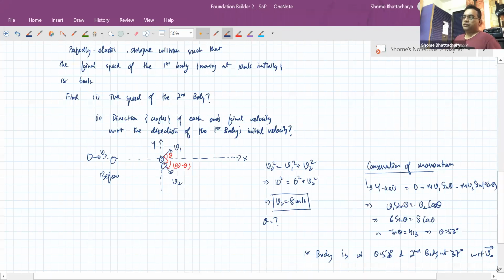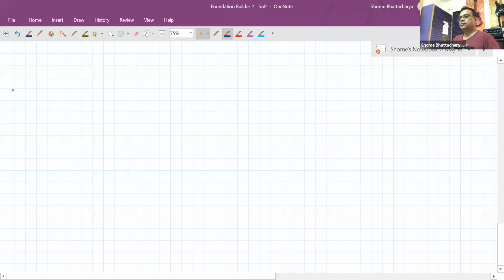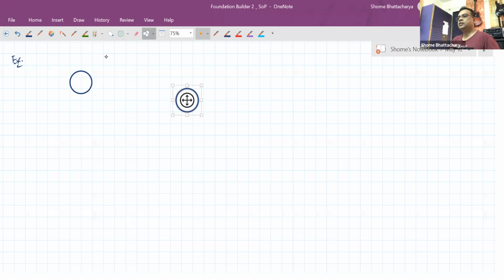Okay, now let's see another version of this kind of application. In the above question, we were directly given some information about the speed of the first one after impact. Now there can be a situation where we are not given direct information like that. Rather, the information is a little indirect, like some geometrical term is given to us. So I'll explain how that works.